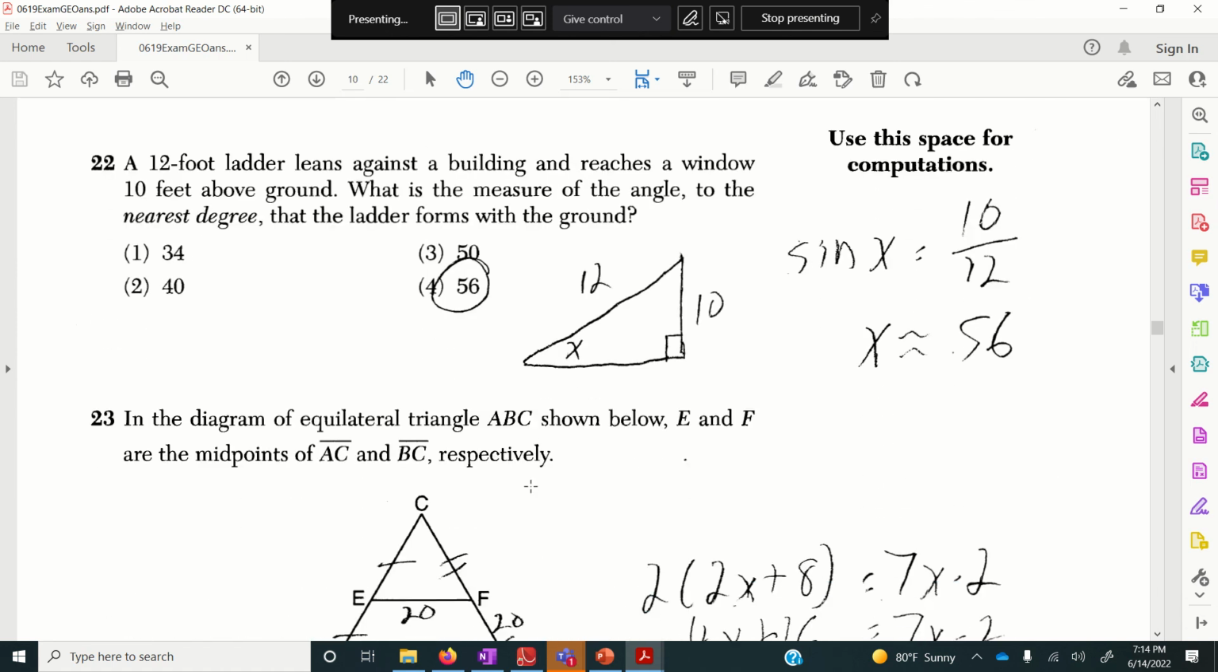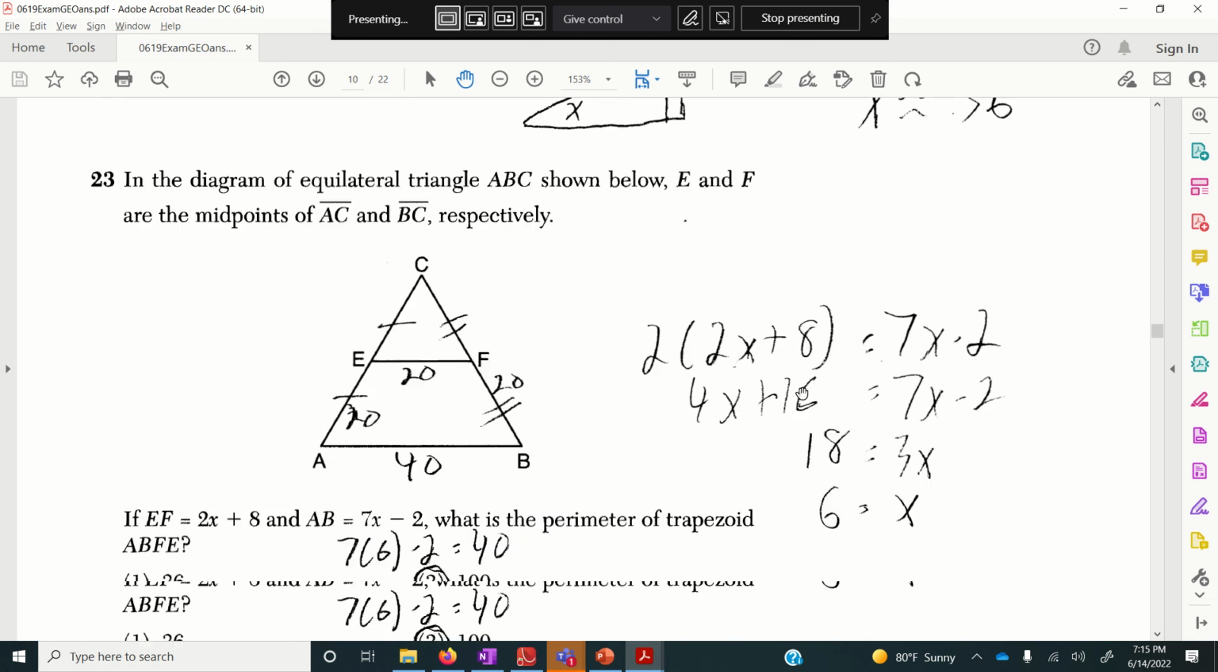22. This is a Sohcahtoa question. So label, draw your triangle. Okay. 12-foot ladder, hypotenuse; the height above the ground on this side is 10. The angle the ladder makes with the ground is x. And then you're going to use your inverse function. So sine inverse of 10 over 12. And then you have choice number 4, which is 56.